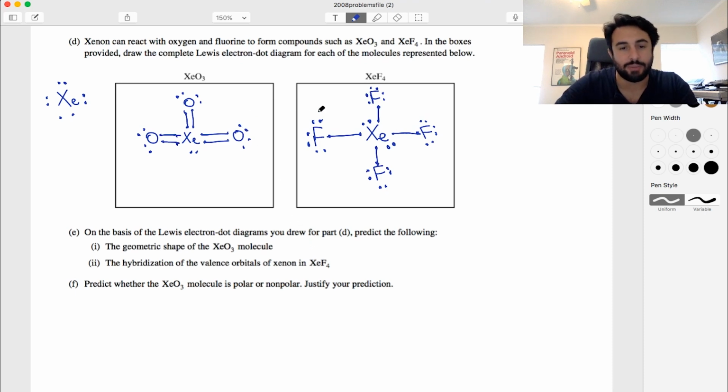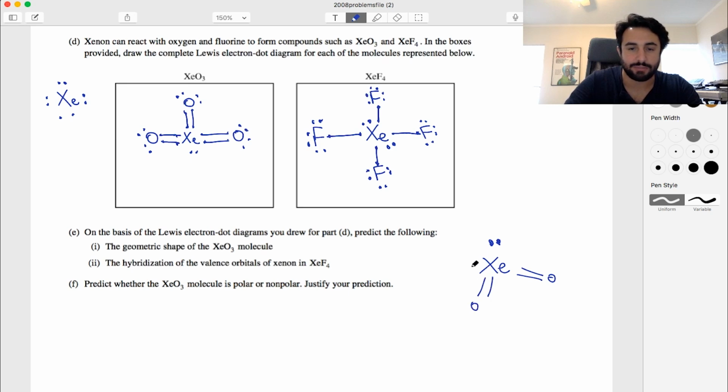So now, on the basis of these diagrams, let's talk about, first of all, the geometric shape of xenon trioxide. This is a good enough Lewis structure, but if we're going to talk about the geometry, we need to redraw this. So let's draw this over here. We've got xenon, and then what we're understanding is that this is going to look like this. Okay, this is trigonal pyramidal.